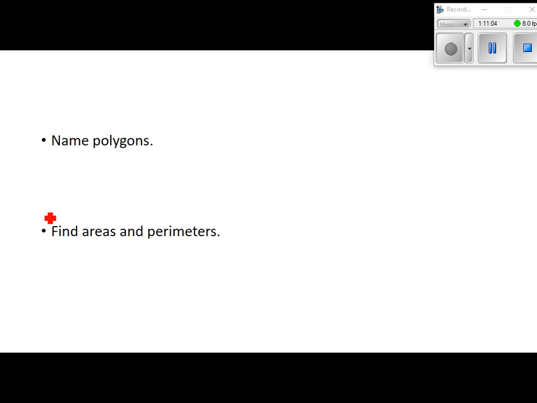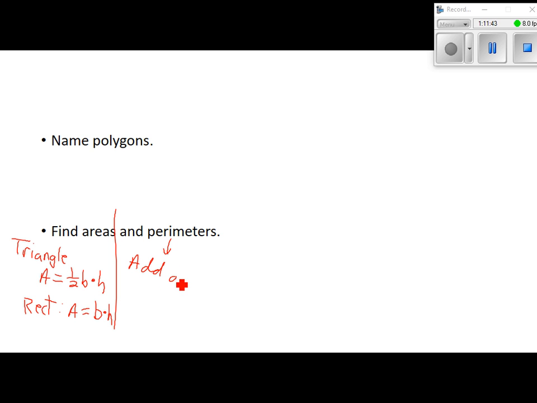Areas and perimeters, let's just do area. Let's do a triangle. What's the formula for area of a triangle? 1/2 times base times height. The only other shapes we're actually going to deal with are squares and rectangles. What's the formula for area of a rectangle? How about base times height? Length times width means the same thing. Could you use that same formula for a square? Yeah, because a square is a rectangle. How do you find the perimeter? Add all sides. You don't really have to use a formula.